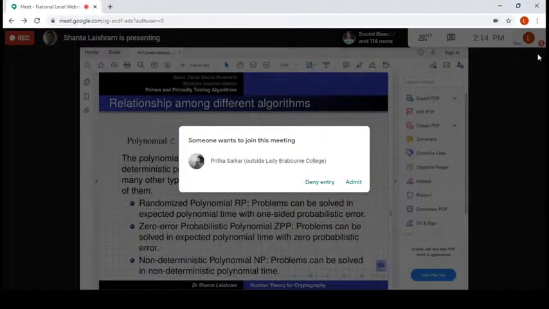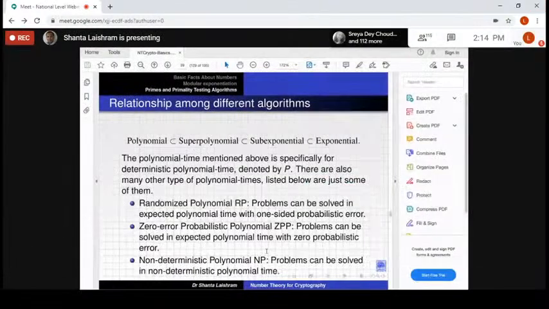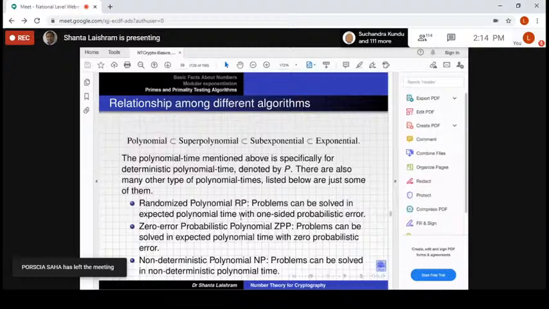In the morning, Abhishek also talked about this. So there are randomized polynomial algorithms, or zero error probabilistic polynomial ZPP algorithms, or non-deterministic polynomial NP. So what is deterministic? Deterministic means you get for sure that something is correct. Probabilistic means with some probability there may be some error. So this is what makes the difference between deterministic and probabilistic algorithms.